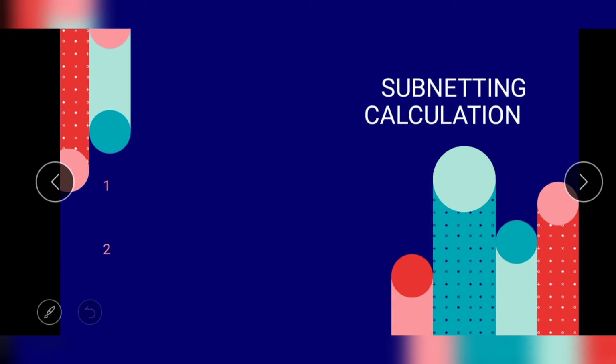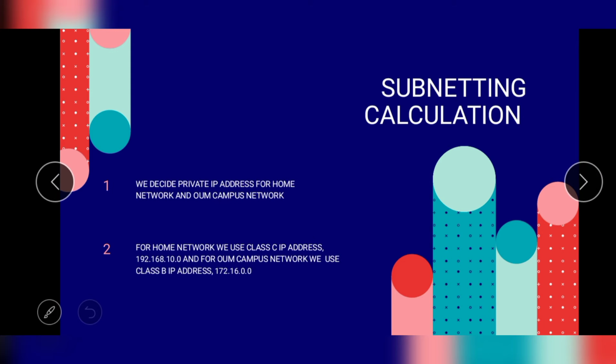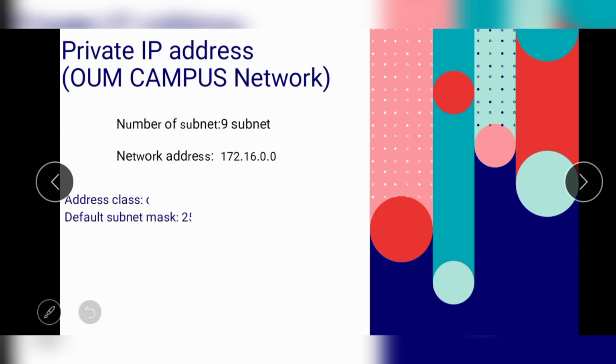Assalamualaikum, I'm Nushaira. I will explain how to calculate subnetting. First of all, we have to decide the IP address class for the home and OUM campus networks. We use class C for the home network and class B for the OUM campus network. Before calculating subnetting, we have to know the number of subnets and the network address we want to use. In the OUM campus network, we want 9 subnets because 8 are for faculties and 1 is for the IT center.